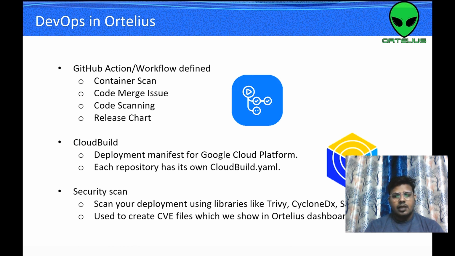For security scanning, we use quite a few libraries. We have Trivy, CycloneDX, and Safety. We use these libraries to scan our code for finding vulnerabilities in the dependencies that we use, and also in our Ortelius dashboard we leverage these features and create a CVE file that we show up there in the Ortelius dashboard.